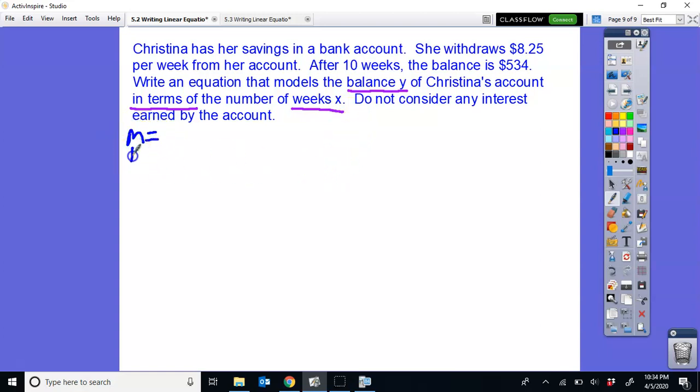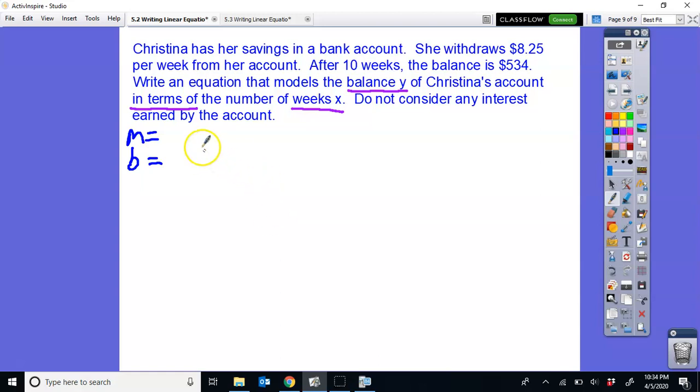So just like before, I'm writing my equation of my line that models the balance in Christina's account, y, in terms of the number of weeks, x. So I'm looking for my m, I'm looking for my b. So see if you can find m and b. Pause the video.